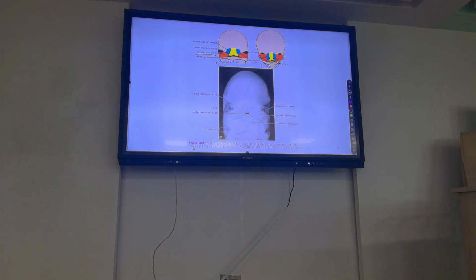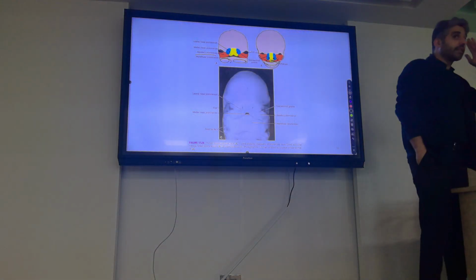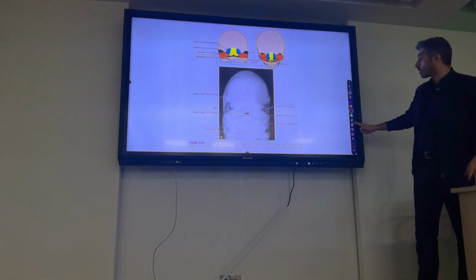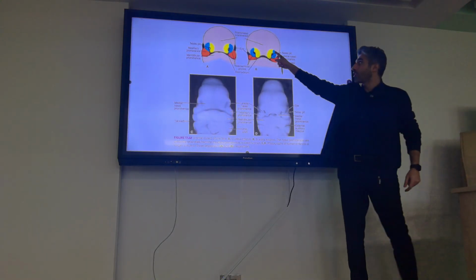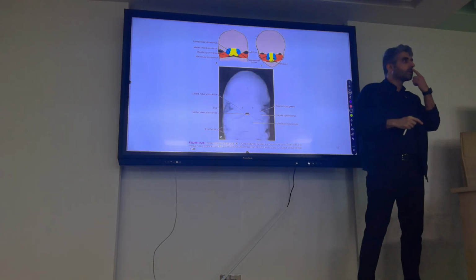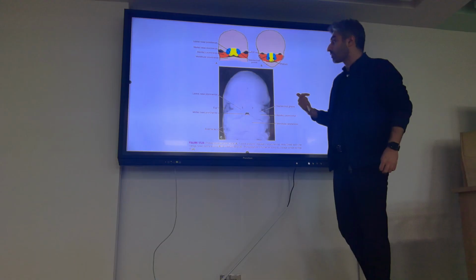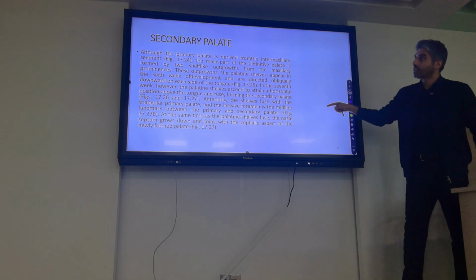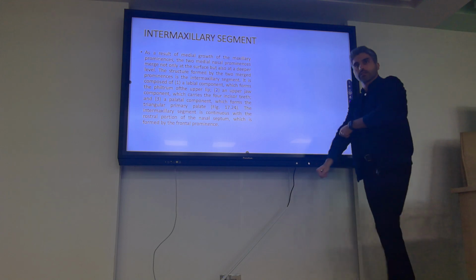So in this way, we can see the nose and the function of the lateral nasal prominence and specifically the medial nasal prominence. They are very important. Look at here, the medial nasal prominences attach together and make this. I will explain the intermaxillary plate for you. It's very important. So look at here, the intermaxillary segment.